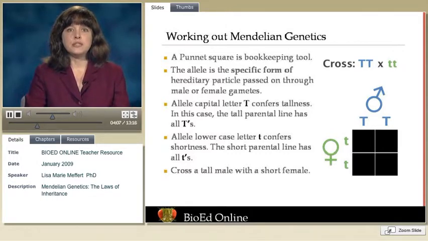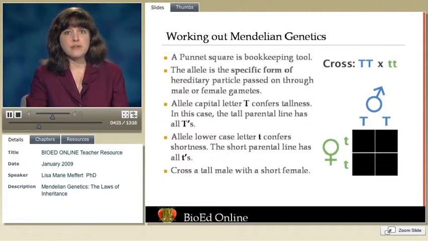What we're going to use here is a Punnett square, and a Punnett square is simply a bookkeeping tool. We're just going to figure out how we can separate out the two particles, the particle that is conferred from the father and the particle that is conferred from the mother, in producing the resultant trait that the offspring shows. We use the term allele, which is the specific form of that hereditary particle. In this case, we just arbitrarily say that a capital T confers tallness.